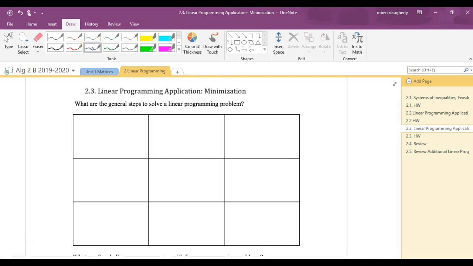So let's talk through. When you look at these word problems, what are the steps that you sort of have to go through? What's the first thing we always had to do? Okay, we needed to define the variables. So the first thing we need to do is to define variables.